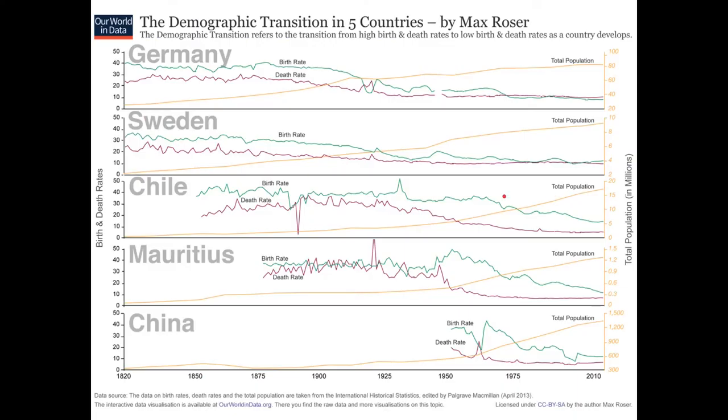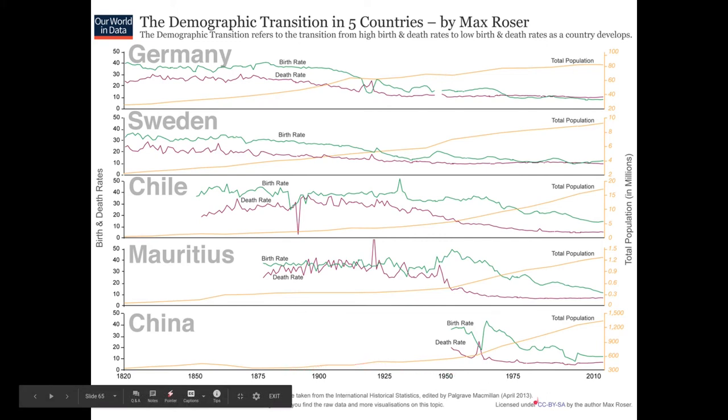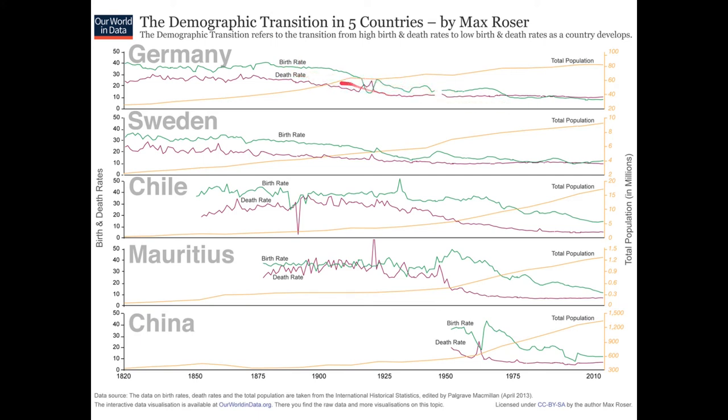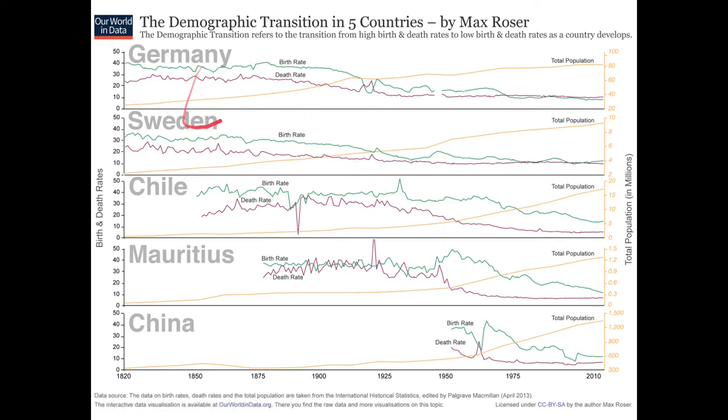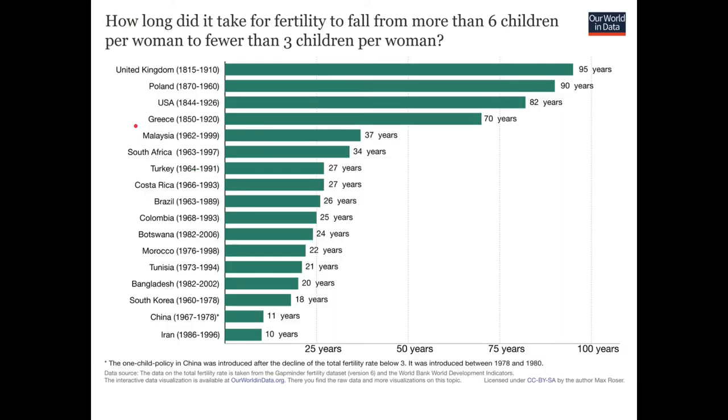Here we've got a bunch of different examples, all on the same timeline, which is great. So now we can see that, for example, Germany and Sweden hit this very low birth rate. Well, yeah, that's the Great Depression. 60s or 70s. Chile, they're not there. They're not even approaching it. Mauritius, maybe. China, maybe. So it's what I said before. Germany and Sweden, it's accurate for the Western countries. For the less developed world, for the non-Western countries, it's not accurate. It just doesn't hold up.